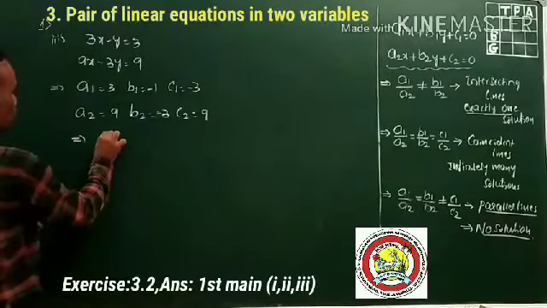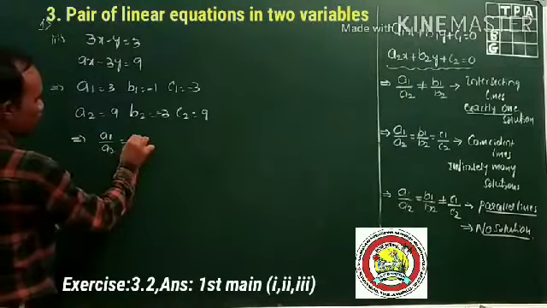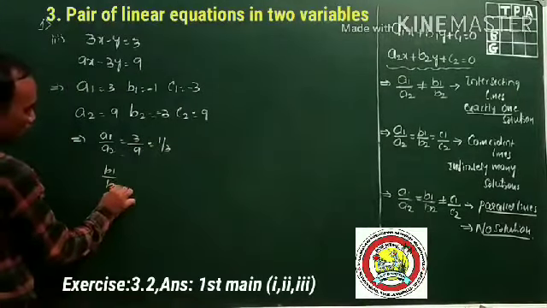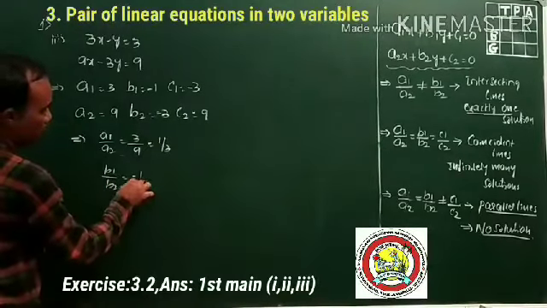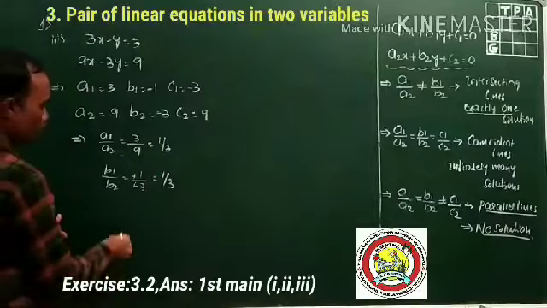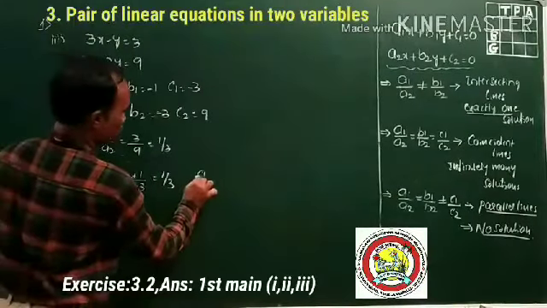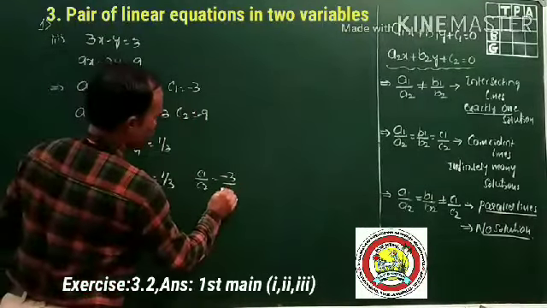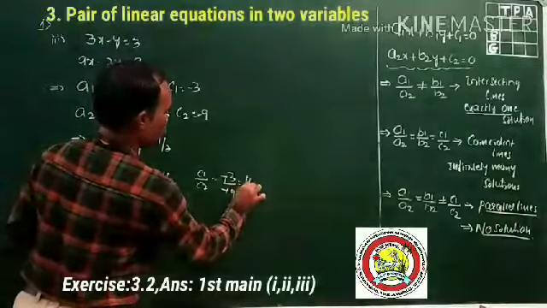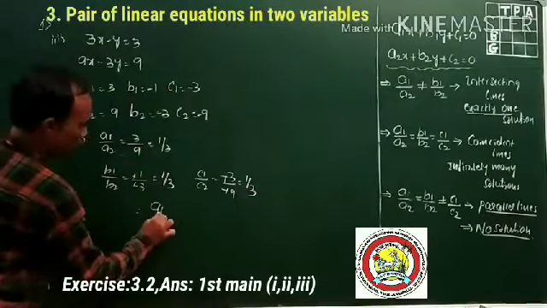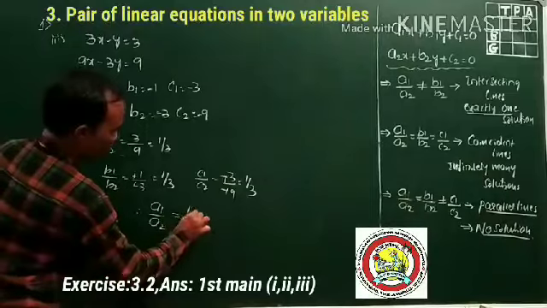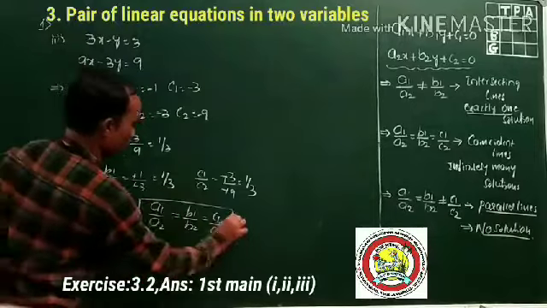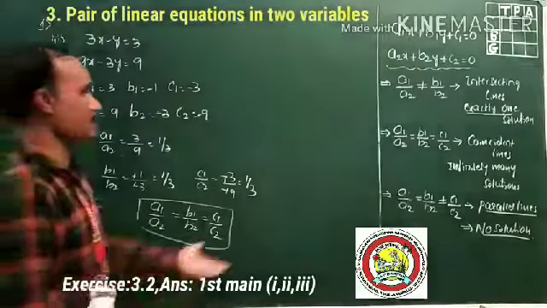So this implies A1 by A2 is equal to 3 by 9 is equal to 1 by 3. B1 by B2 is equal to minus 1 divided by minus 3. Minus gets cancelled, so 1 by 3. Then finally C1 by C2 is equal to minus 3 divided by the value of C2, 9, is also equal to 1 by 3. Therefore, A1 by A2 is equal to B1 by B2 is equal to C1 by C2. All three ratios are equal. Then what is the conclusion here?